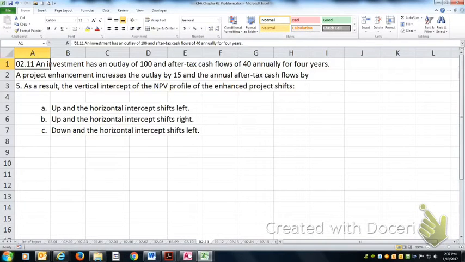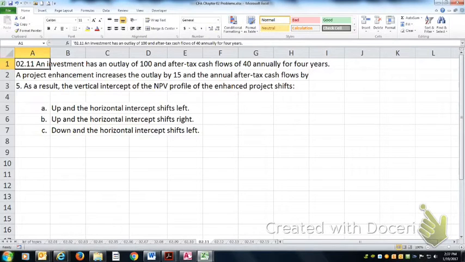This is problem 11 from Chapter 2 of the CFA Institute textbook, Corporate Finance, A Practical Approach, 2nd edition. Here we're given an investment has an initial outlay of $100 and after-tax cash flows of $40 annually for 4 years. $100 out, $160 coming back in.